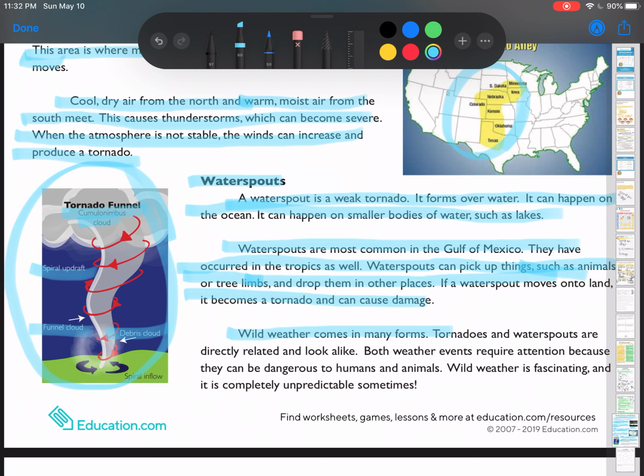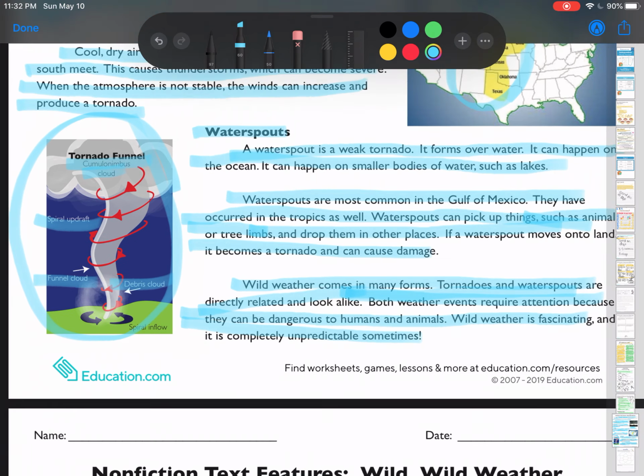Wild weather comes in many forms. Tornadoes and waterspouts are directly related and look alike, but weather events require attention because they can be dangerous to humans and animals. Wild weather is fascinating and it is completely unpredictable sometimes.